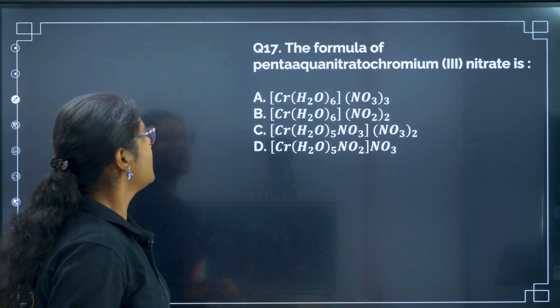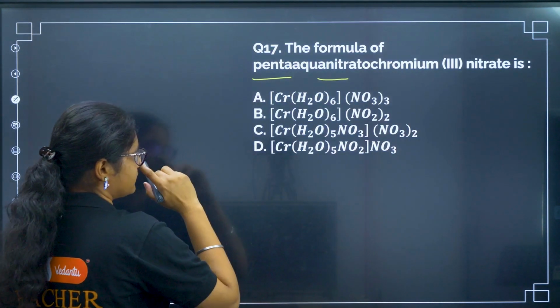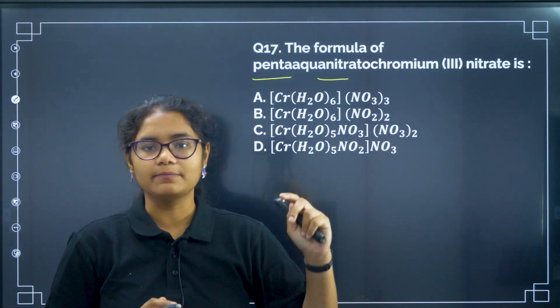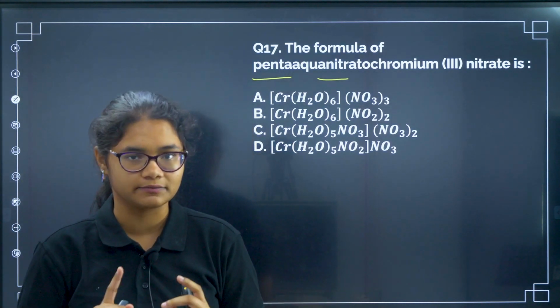Okay, next again, pentaaqua, you have to tell the formula for this one. So when you write the nomenclature, first ligands will come, then metal will come. But when you write the formula, first metal will come, then ligands will come.